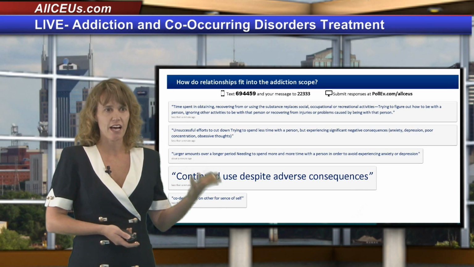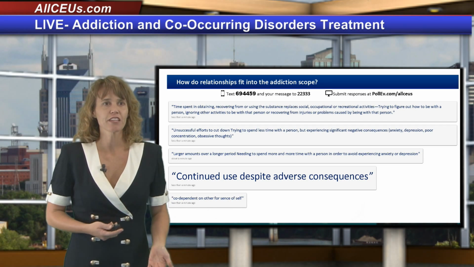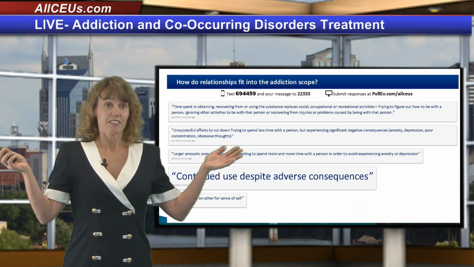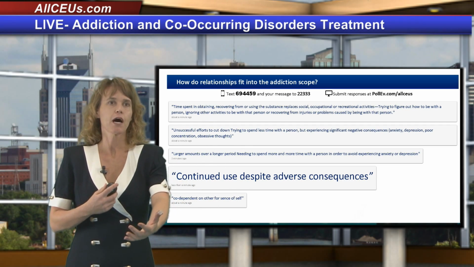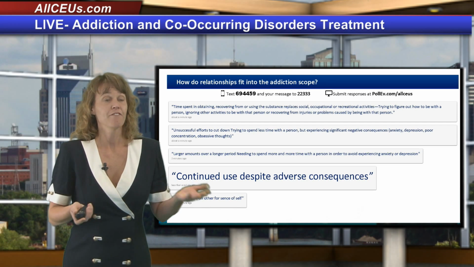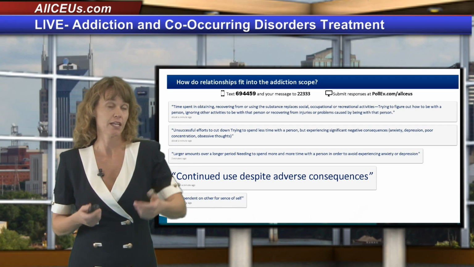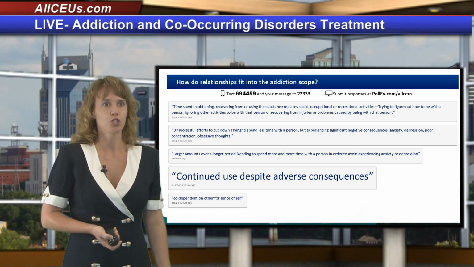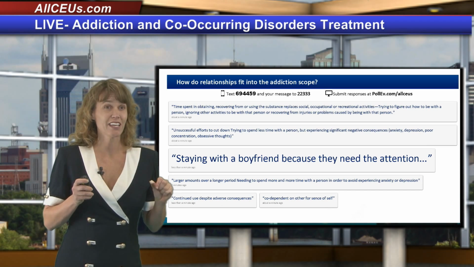Continued use despite adverse consequences. So yeah, continuing to stay in the relationship despite friends saying, I can't help you anymore. You're going to have to help yourself. Or losing friends, or becoming more and more isolated because of that relationship. I've known people who've lost jobs because they've snuck out of work to go be with somebody, or lost jobs because their significant other kept showing up at their workplace. So relationships can be addictive.